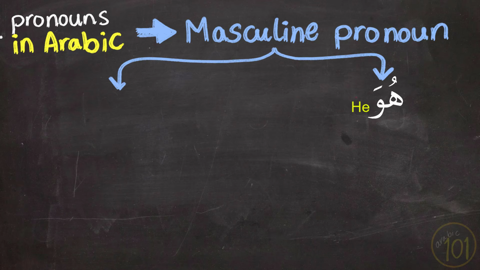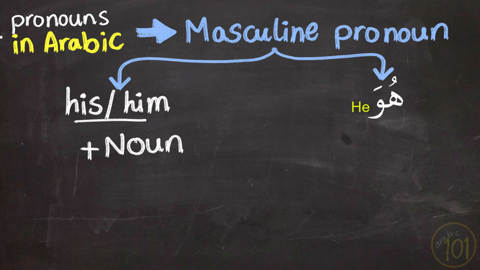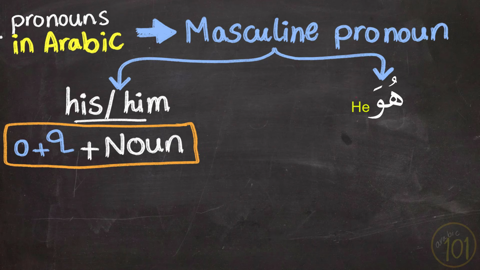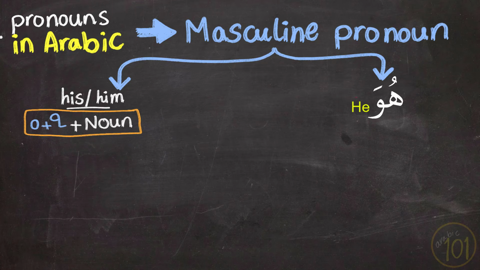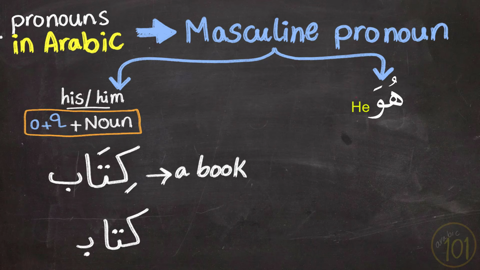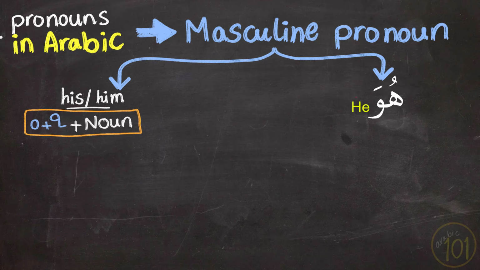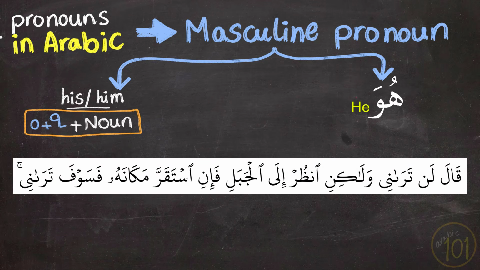And if you want to use the pronoun huwa in different positions in the sentence with the meaning of his or him, you will only add the letter ha at the end of the noun you want to refer to, turning words like kitab, a book, into kitabuh, which would then mean his book. And we see it used in the Quran in these examples.